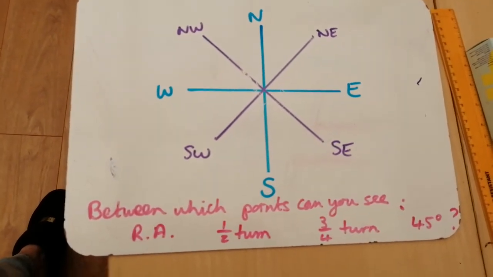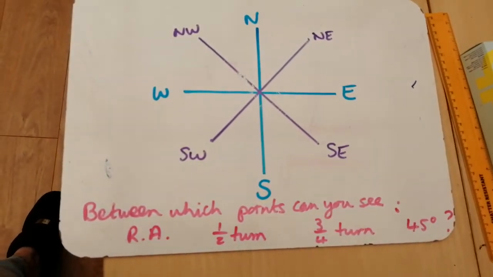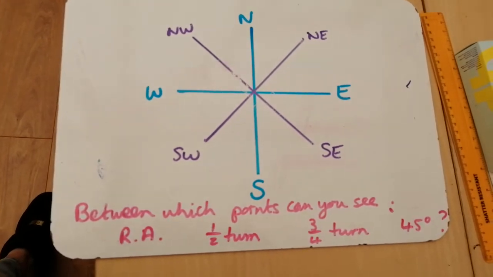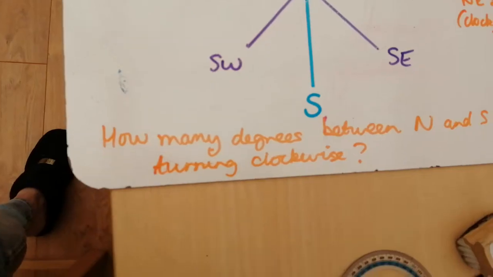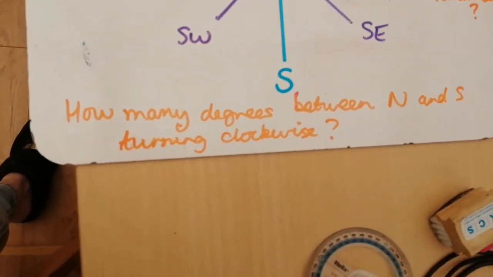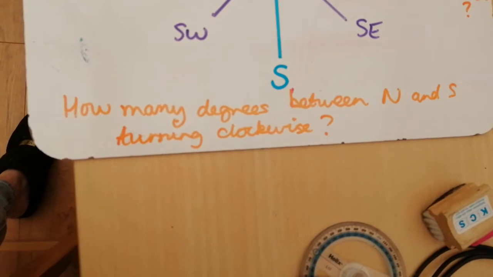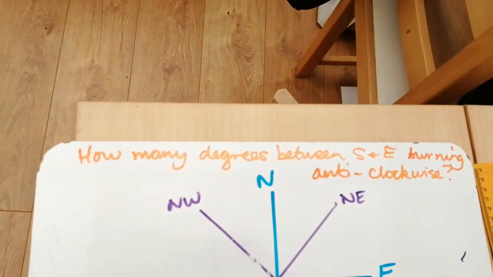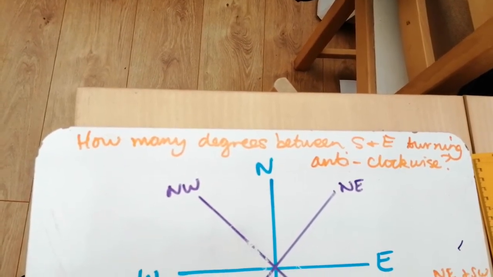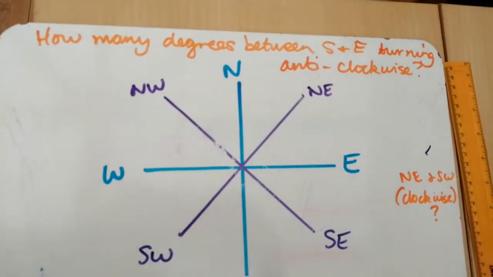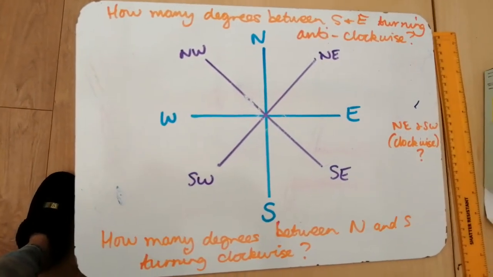A half turn, a 3/4 turn, and 45 degrees. Obviously there are going to be lots of different answers you could choose there. Let's see if you can just jot down one for each one, or maybe 2. Can you work out how many degrees there are between north and south if you're turning clockwise? And also, how many degrees are there between south and east if you're turning anti-clockwise? And also between northeast and southwest if you're turning clockwise? 3 questions to think about.